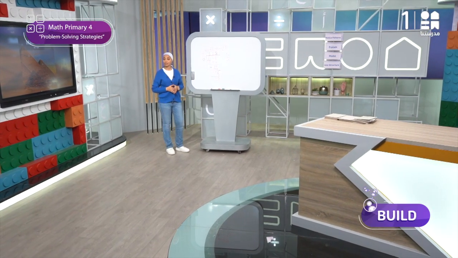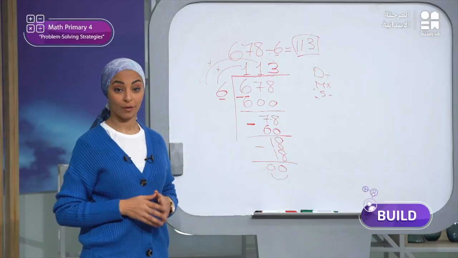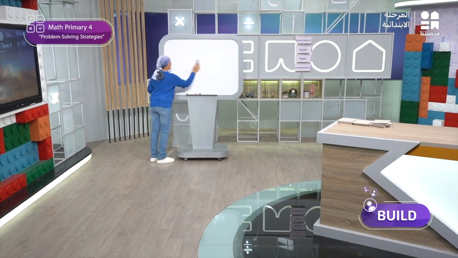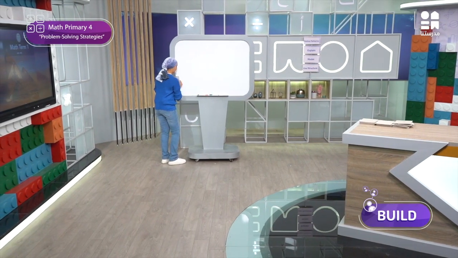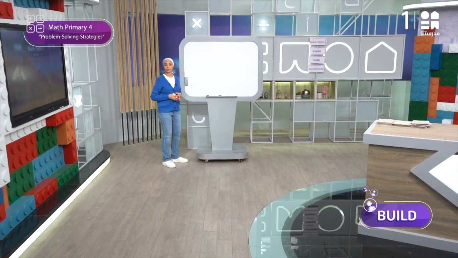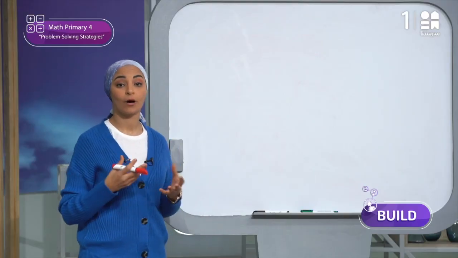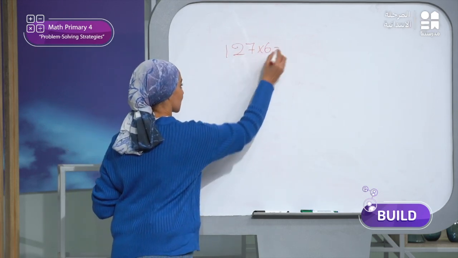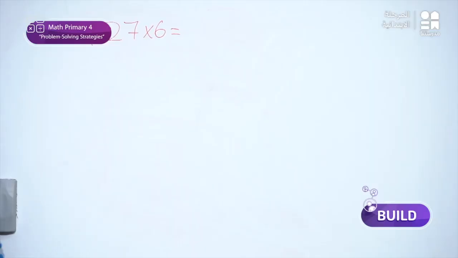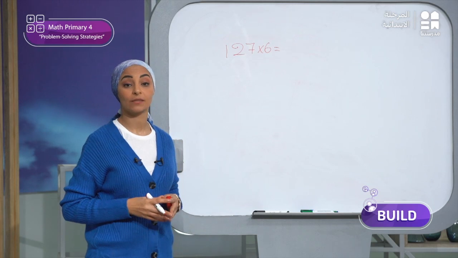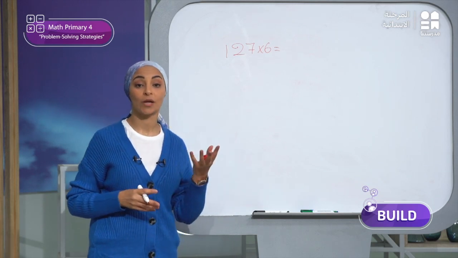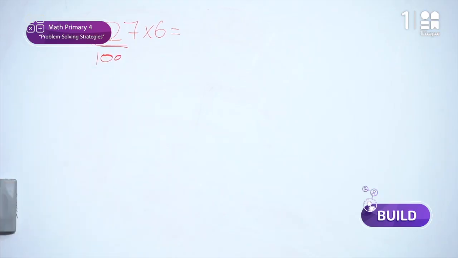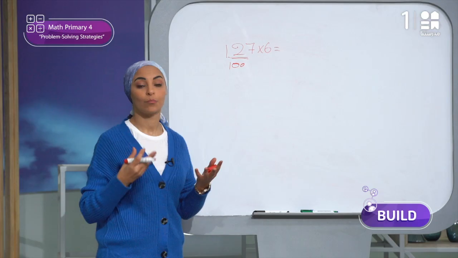And now, after you have finished, let's solve problem number 3 all together. Here in problem number 3, you want me to multiply 6 by 127. 127 times 6. Okay, so I will start with estimation first. I will estimate the answer. Let's estimate 127 to 100, right? 127 to 100. Then multiply 6 by 100.